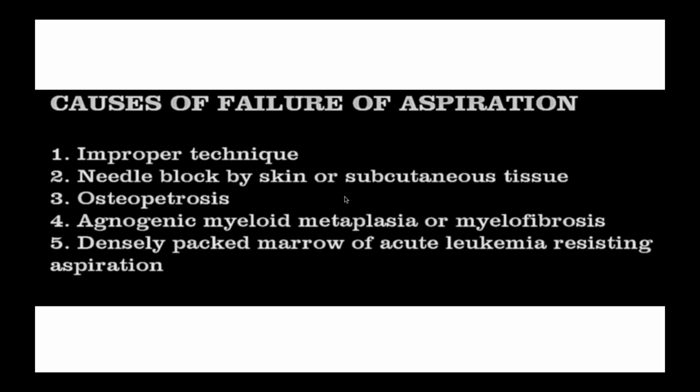Then the causes of failure of aspiration. So for bone marrow aspiration, when you fix the needle inside and you pull out the stellate, you attach a syringe to the needle and you aspirate. And sometimes you may not get anything, which is called failure of aspiration. The reasons for that can be, if your technique is improper, you have not gone into the marrow, your needle is stuck somewhere in the bone.